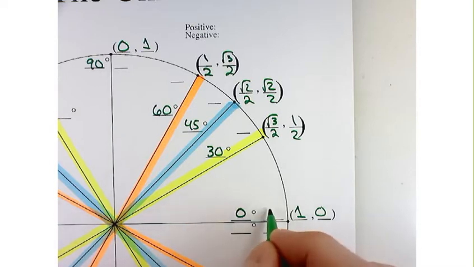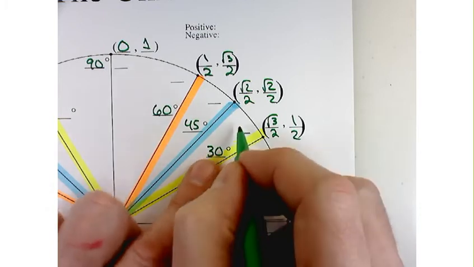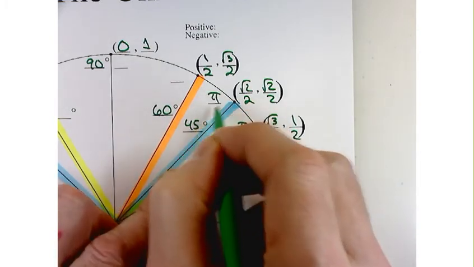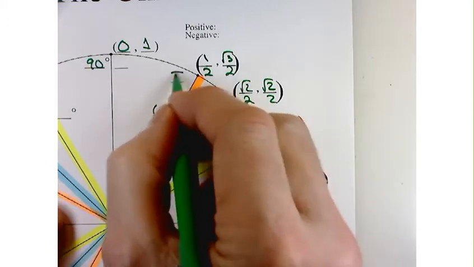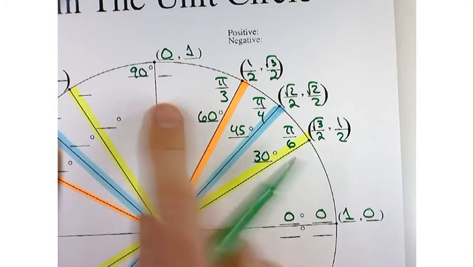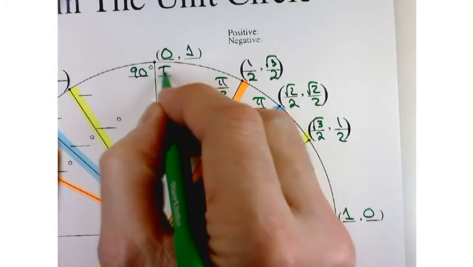For instance, this is 0 radians. In terms of radians, this is pi over 6. This is pi over 4. This is pi over 3. Does anyone remember what a 90-degree angle was? Somebody gave that to me earlier today. Pi over 2.